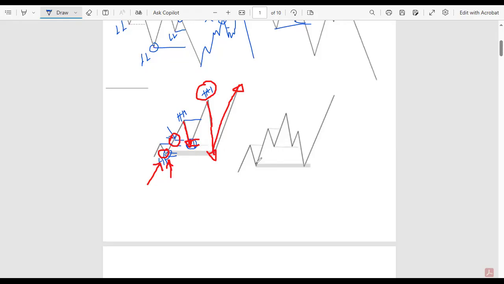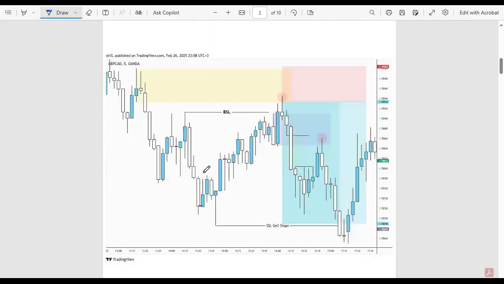Okay, the same way with this area here, we had these equal lows, which are acting as liquidity points. So price will tend to sweep them the next time it revisits that level, because there is an unmitigated order block down here. Okay, very simple explanation. So let's check the examples.